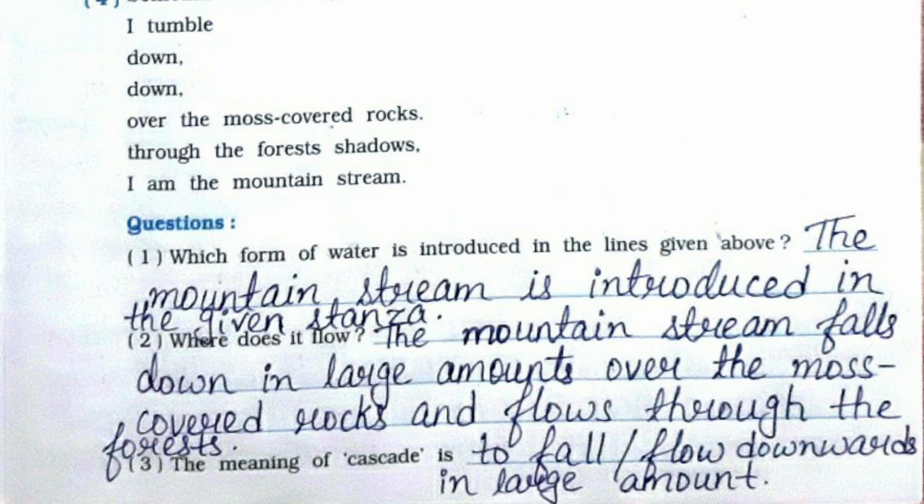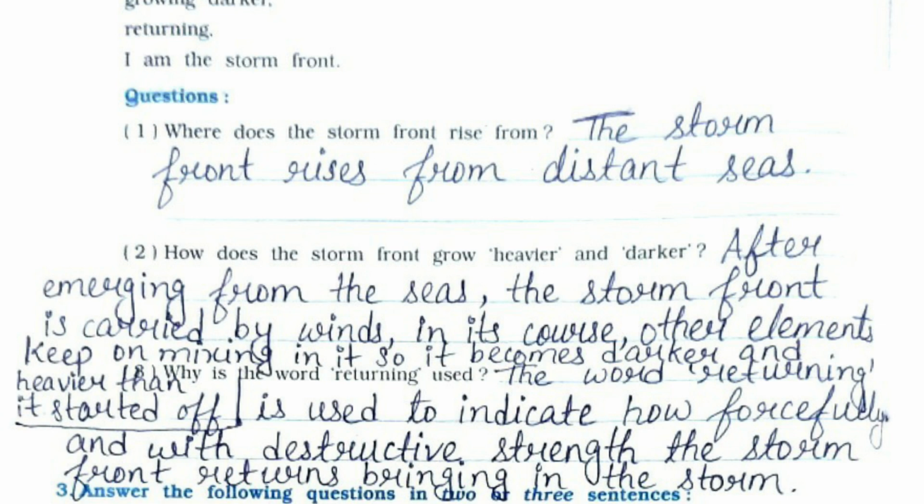Now, next question answers first one. Which form of water is introduced in the lines given above? The mountain stream is introduced in the given stanza. Second, where does it flow? The mountain stream falls down in large amounts over the moss-covered rocks and flows through the forest. Third, the meaning of cascade is to fall or flow downwards in large amount. Now, next question answers again.